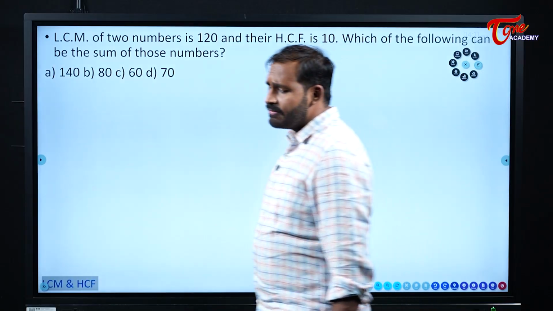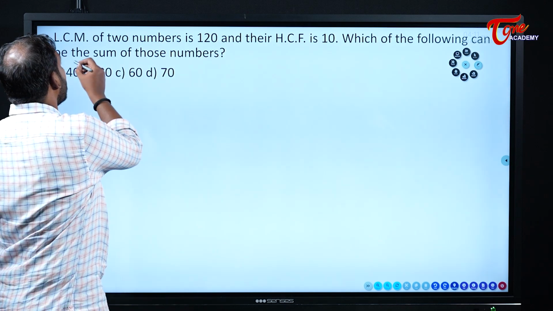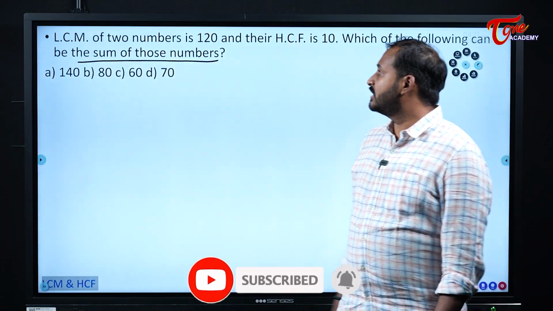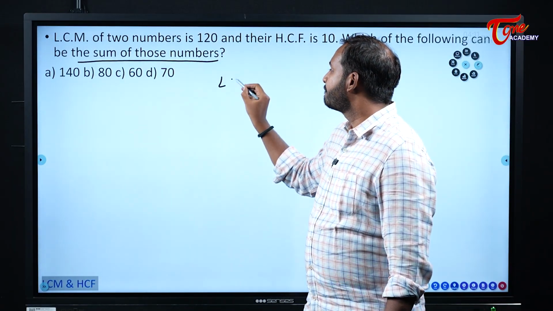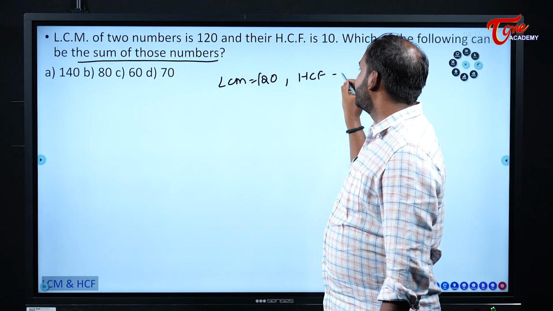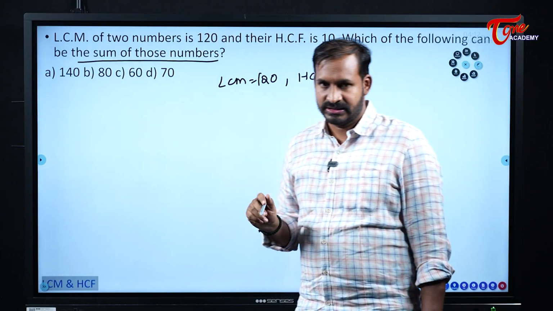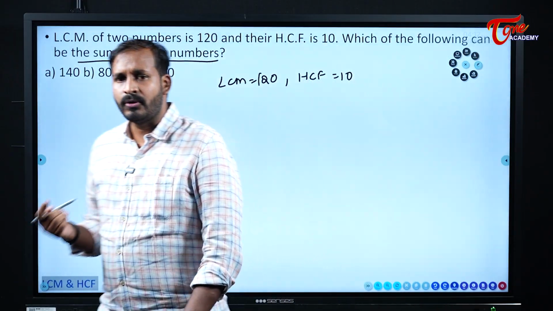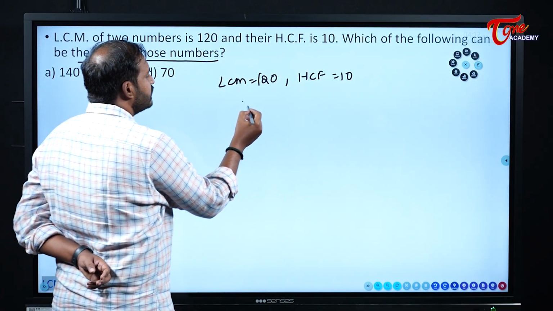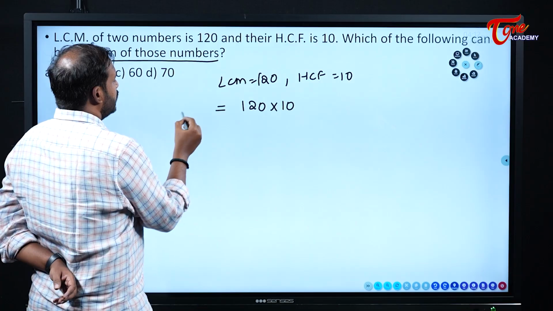Next. LCM of two numbers is 120 and their HCF is 10. Which of the following can be the sum of those numbers? Now see here students, given that LCM is 120 and the HCF is 10, and they are asking us which of the following can be the sum of the two numbers. We know that product of two numbers is equal to product of their LCM and HCF. That means 120 into 10 is equal to A into B.